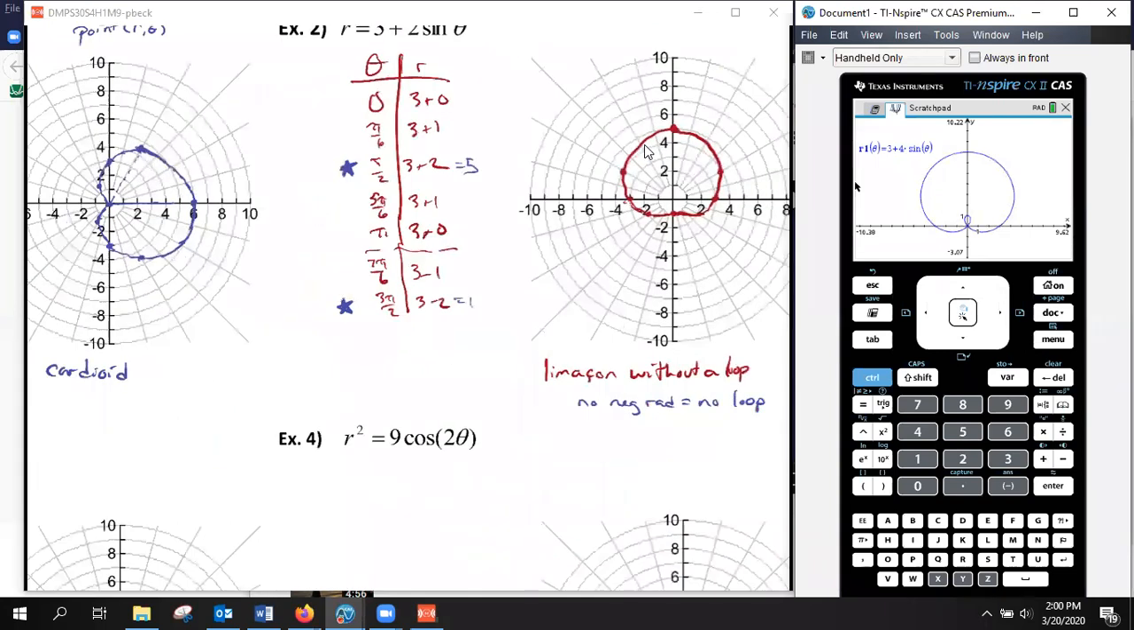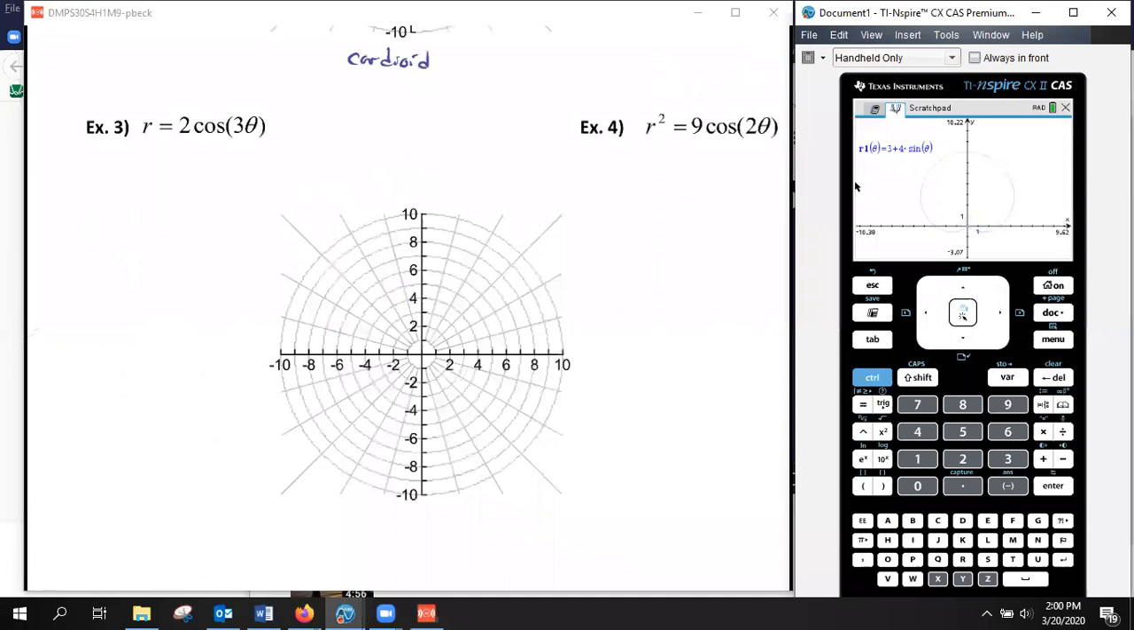Next question, r equals 2 cosine of 3 theta. So perfect opportunity. These are a little harder to draw, which is why I want you to go ahead and use your Inspires. So tab, let me go ahead and do this. If we have 2 cos 3 theta, 2 cosine of 3 theta.